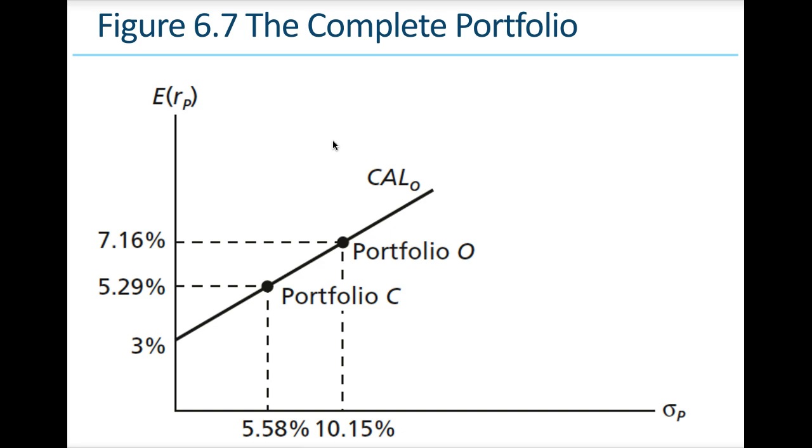So both types of investors, however, would choose portfolio O here on the slide as the risky portfolio, as it provides the highest return per unit of risk. So it's the steepest capital allocation line. So investors will differ only with their allocation of investment funds between portfolio O and the risk-free asset. So it's just giving you sort of a perspective of it.